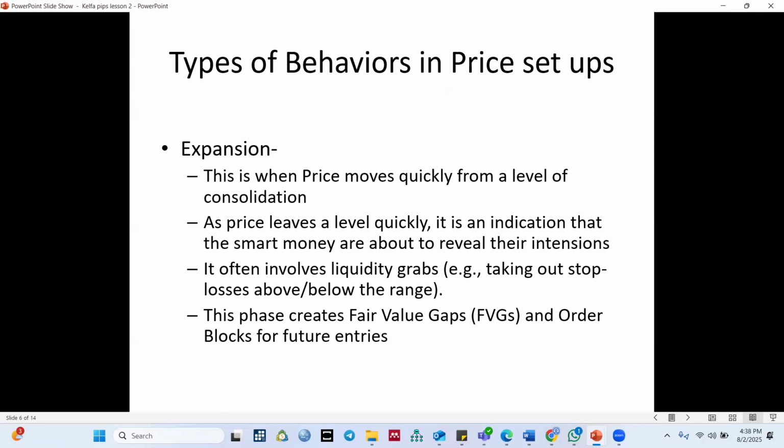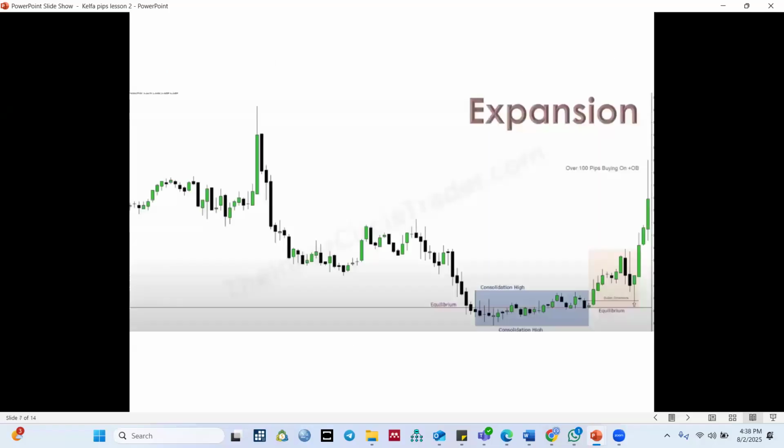What if the order block does not hold? For future trades, we are going to learn about fair value gaps. Please, can you mute? Hello, can you mute?